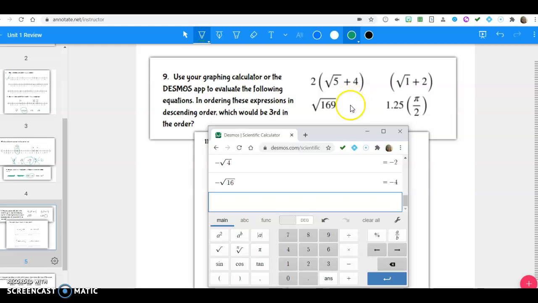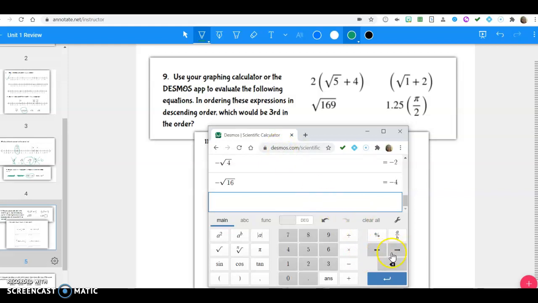Now you also have to know what descending order means. Descending order means we're going from greatest to least, from big to small. If you've ever been on an airplane, you heard the pilot say, we are X amount of feet in the air and we're going to descend into our destinations. That means we're going down.